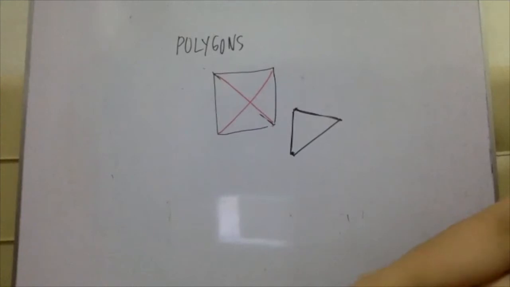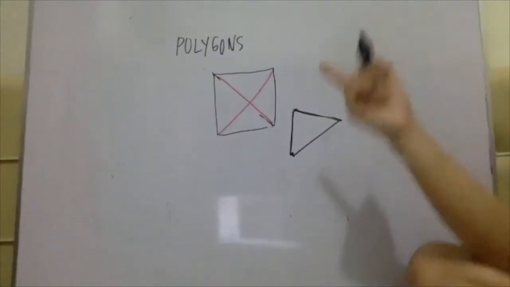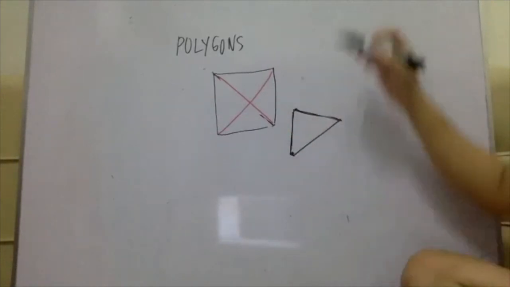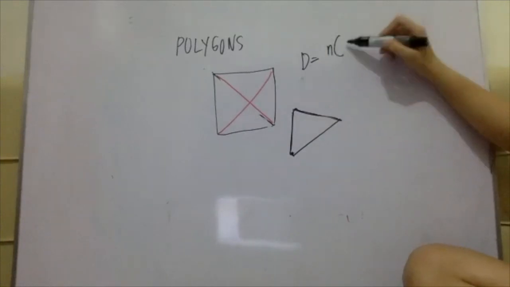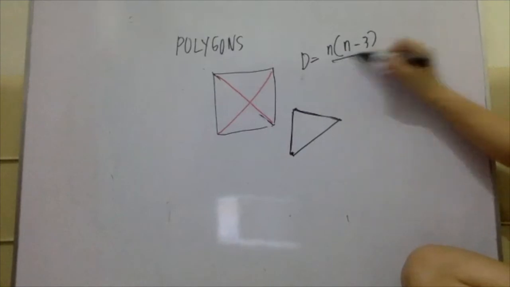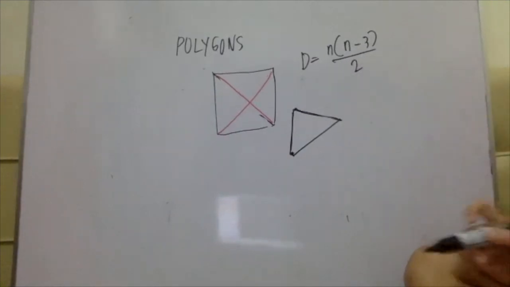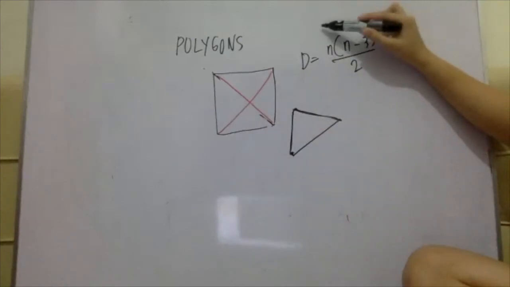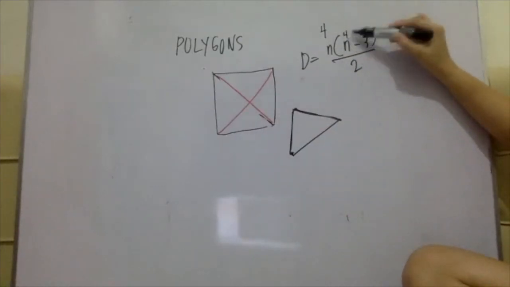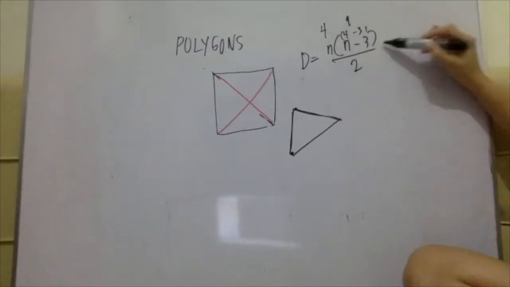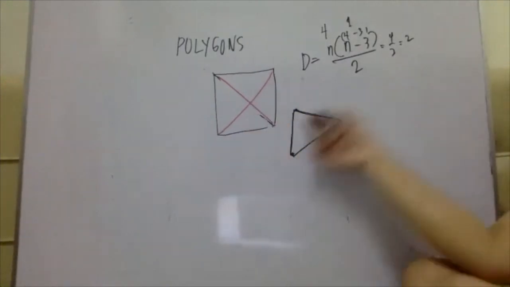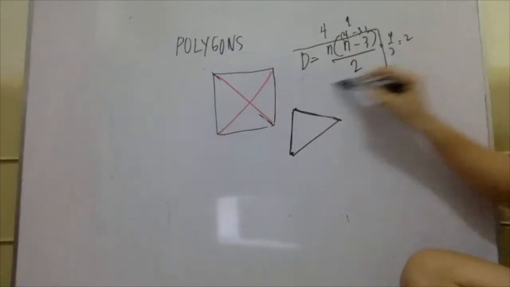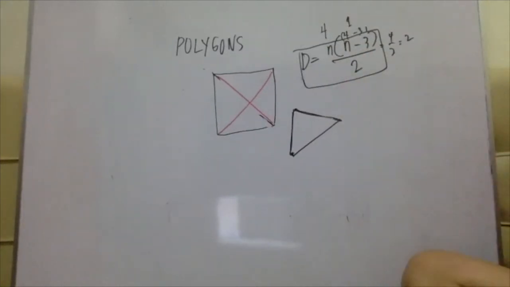So, to get the number of diagonals ng isang polygon, that would just be equal to number of sides times number of sides minus 3 over 2. So, for example, this one, 4-sided, 4, tapos 4 minus 3, that's equal to 1. 4 times 1, that's equal to 4 over 2 or 2. Dalawa yung diagonals niya. Well, dito madali lang. So, mas important yung formula na to if you have bigger na polygons or more sides na polygons. Okay?